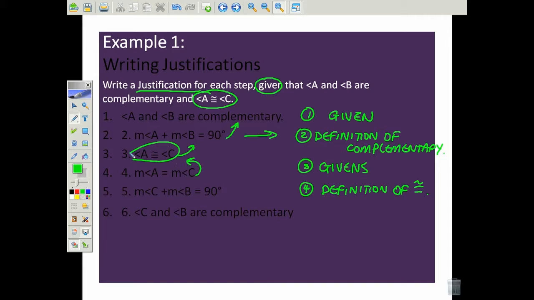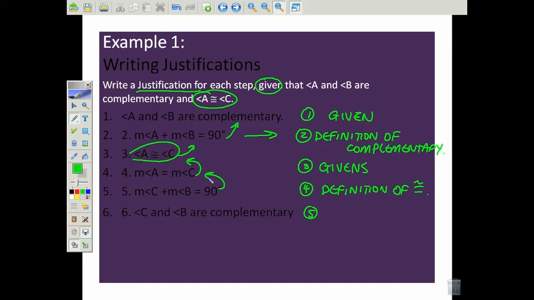Now, step number 5. We look here and we see, how is it related to the previous line? Measure of angle C plus measure of angle B is equal to 90. Why can we say this? Well, let's look back up top.